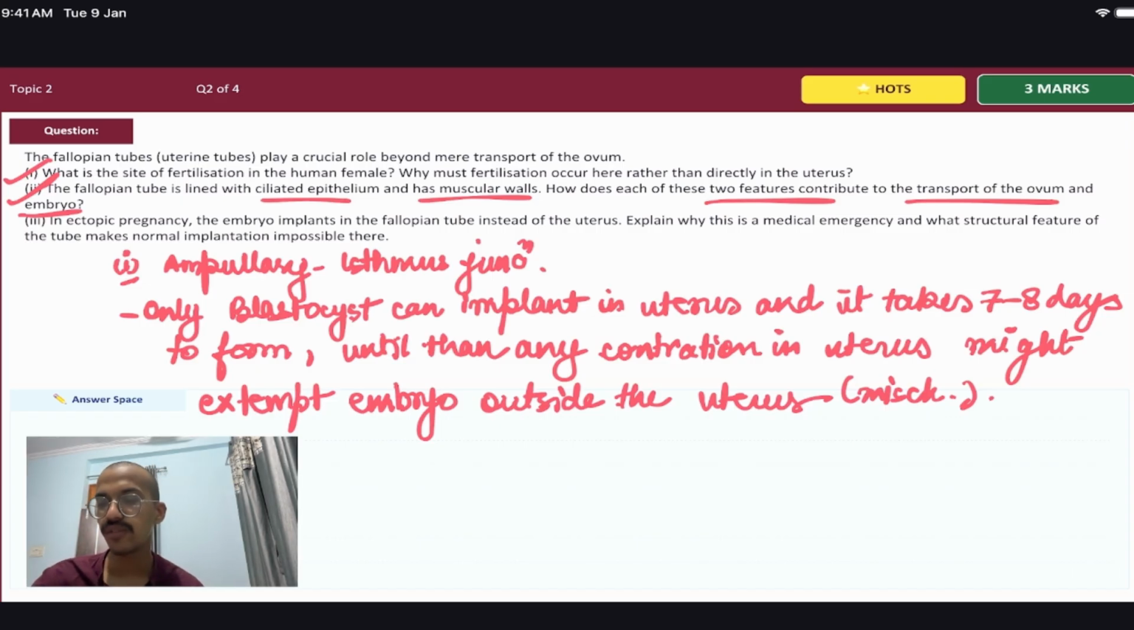And what are the structural features of the tube that inhibit it? First of all, the presence of ciliated epithelium, which will propel the embryo and not let it sink in or implant over there.